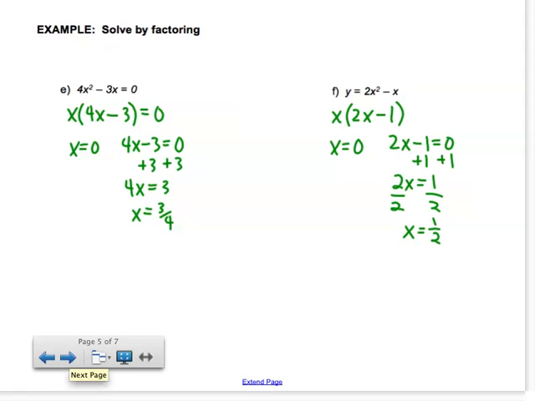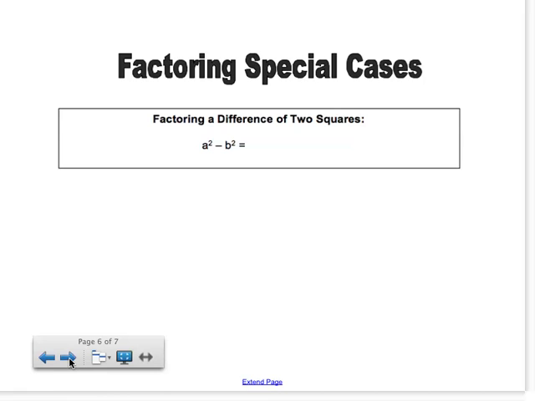Okay, so in both of these problems, x equals 0 is a solution. So I have x equals 0, x equals 3/4, and for the second one, x equals 0, x equals 1/2. Factoring special cases.